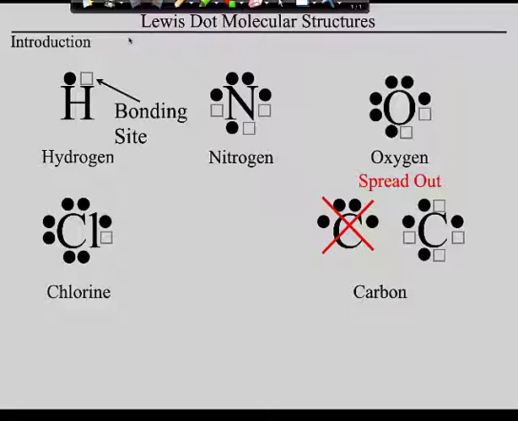You get the idea? Okay, so now what you need to do is this. Go back to hydrogen, nitrogen, oxygen, and chlorine, and obeying this rule that says we're going to spread out the electrons as much as we can, go back and redraw hydrogen, nitrogen, oxygen, and chlorine. You done?